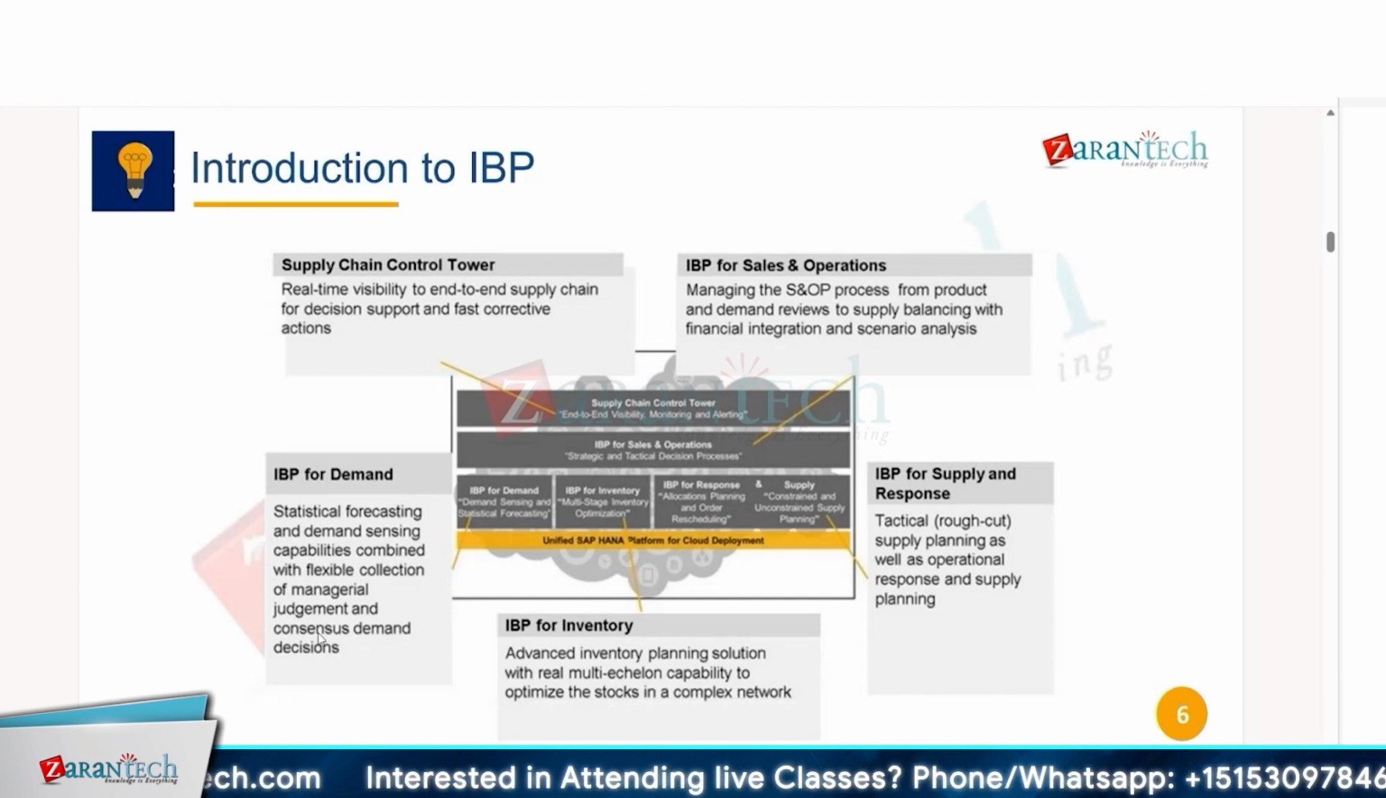As I explained to you, statistical forecasting and demand sensing capabilities are combined with a flexible collection of managerial judgment and consensus demand decisions. So as I said, the sales organization will put in the unconstrained demand, and the demand planner will check the statistical forecast based on the algorithms and try to map the same. In case of any issues, he can challenge the sales team in a healthy way, saying, guys, whatever you are projecting is not in line with the sales history, or with the past history of the organization.